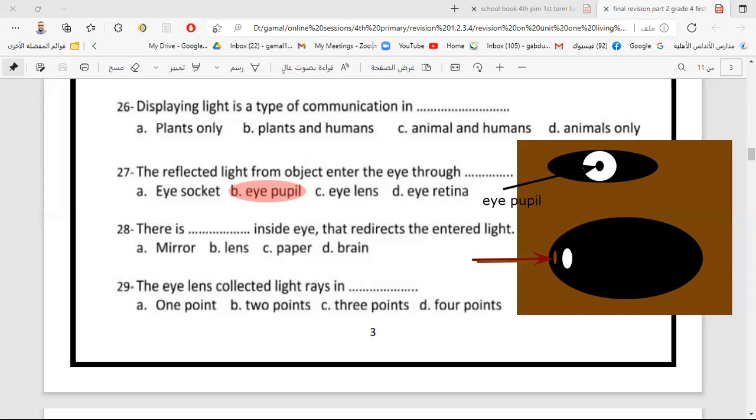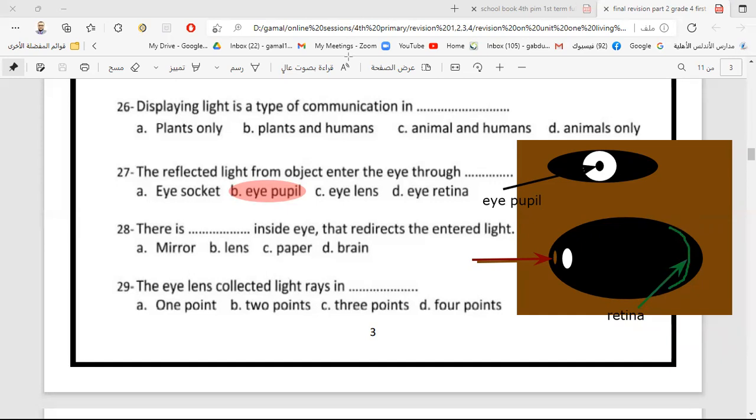In the back of the eye, we have the retina. This is the retina, okay? The retina receives the light from the lens. This is the retina.